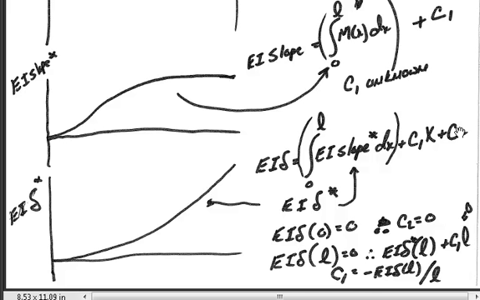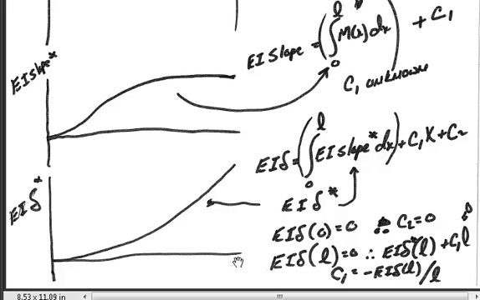The first boundary condition we're going to apply is that the deflection at the left-hand end needs to be 0, so EI delta of 0 is 0. Looking at the EI delta equation, at x equals 0 this integral piece is 0, and this C1x piece is 0 as well. So C2 has to be 0 as well. If C2 weren't 0, then we'd have some offset deflection here. Therefore, C2 is 0.